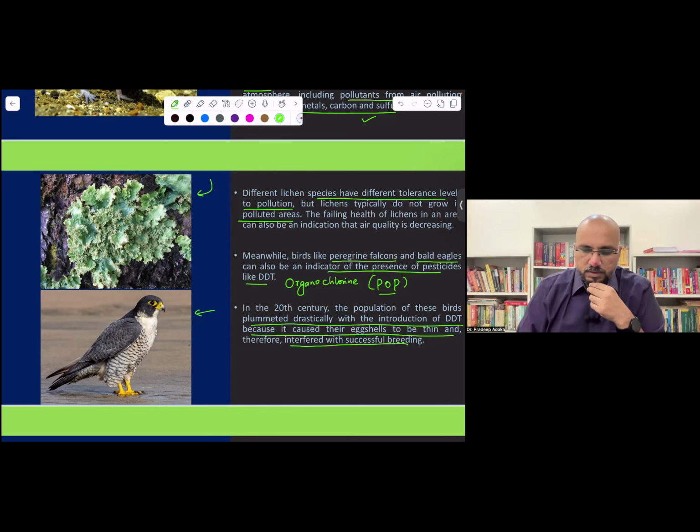So persistent organic pollutants. The use of DDT was very common in the mid 20th century. It was commonly used for agriculture purposes, for health and sanitation. Now it is banned in agriculture, so it cannot be used as a pesticide in agriculture. In India it is still used for sanitary purposes. Now these organic chlorines like DDT.